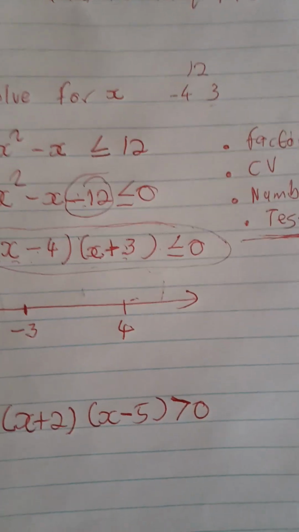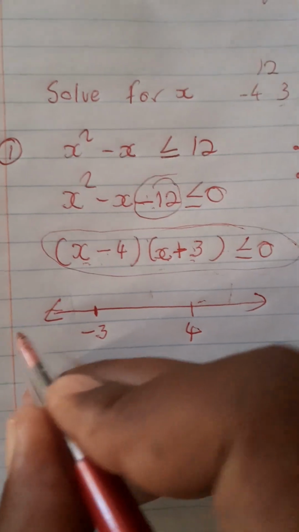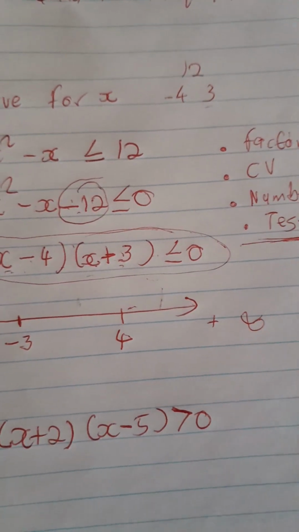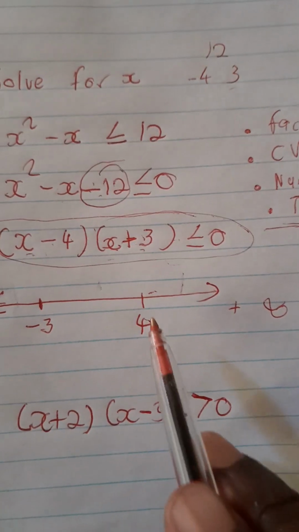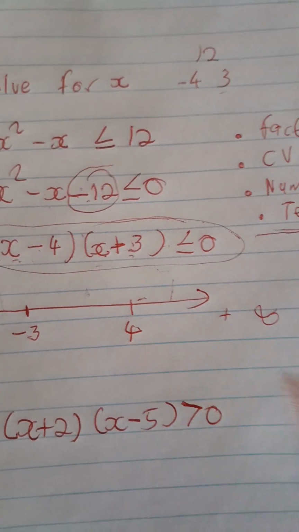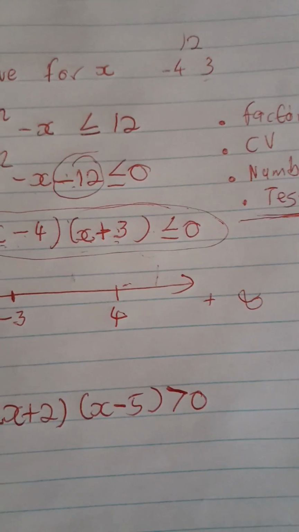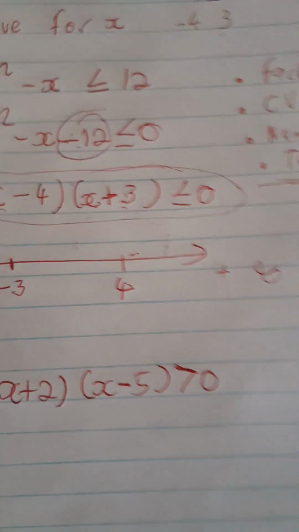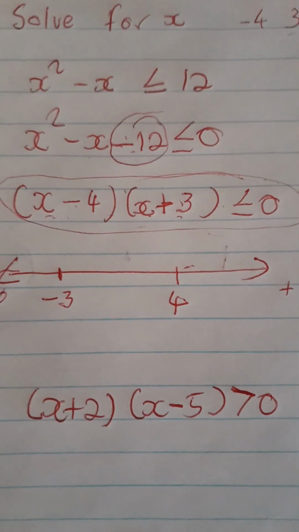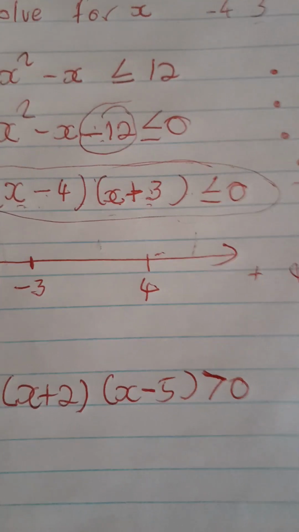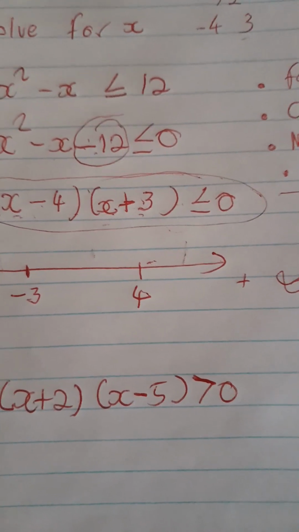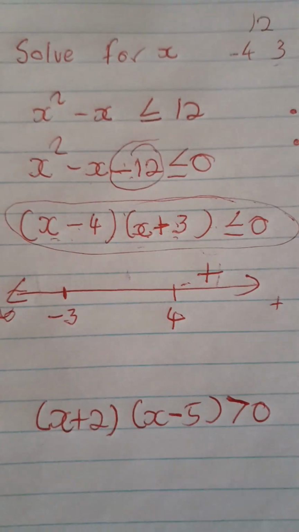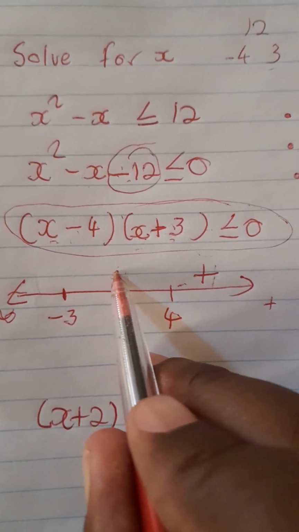So how do we prove that? Remember that this side goes to negative infinity and this side goes to positive infinity. So we are going to look at the values between 4 and infinity. Definitely that will be 5. Let's try using 5. If we say 5 minus 4 as well as 5 plus 3, we are going to get positive 8, meaning that this side is going to be positive.